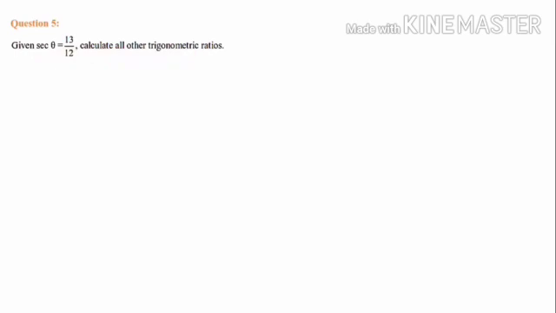So first of all we have to draw a right angle triangle, mark the angle theta and label it O, A and H. Then find out the third side by using Pythagoras theorem. Then use the formulas of trigonometric ratios to find out the balance 5 trigonometric ratios. Please do it as homework.